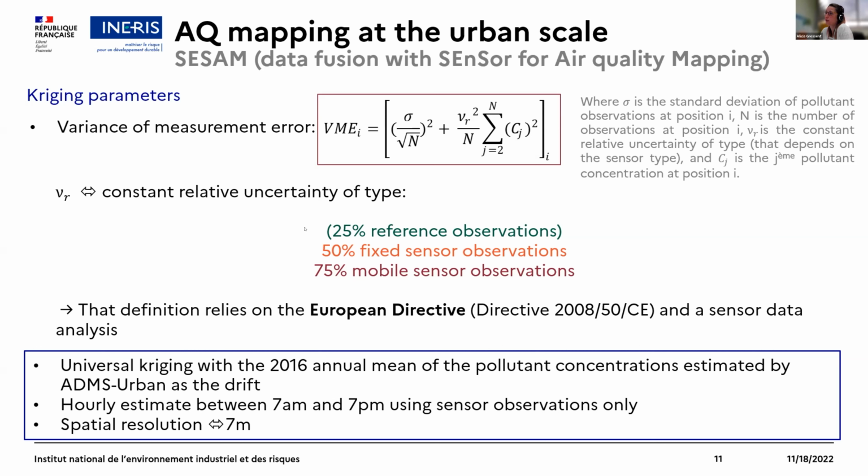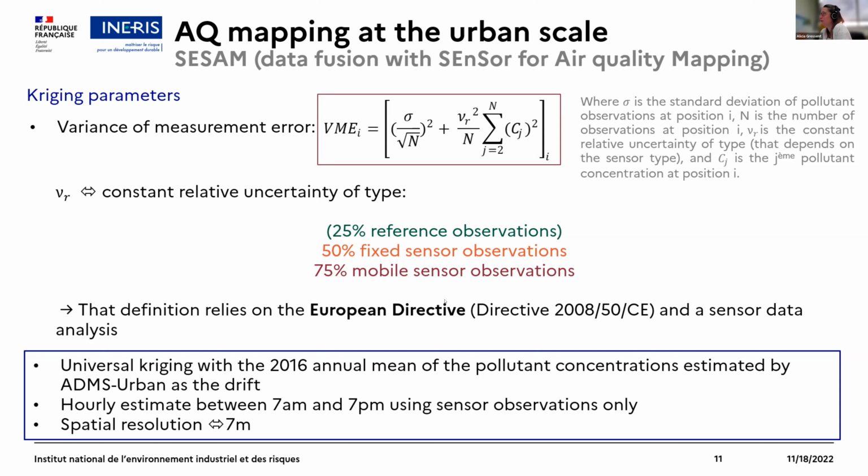I think the main challenge here is to define this uncertainty more accurately. This is a relative uncertainty, but if we want to be more accurate and increase the performance of the kriging, we have to define this uncertainty in the data fusion more accurately. But this is actually a first.